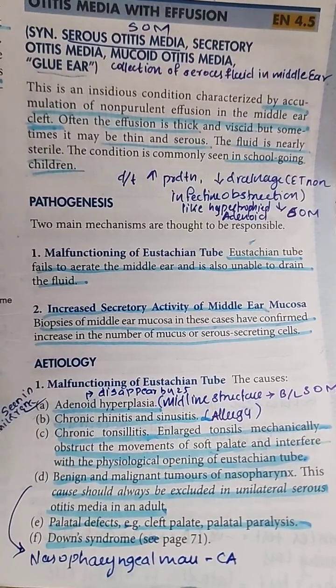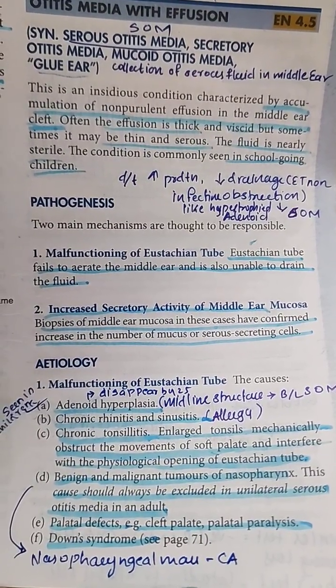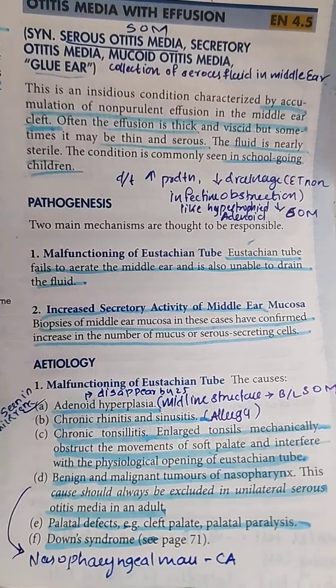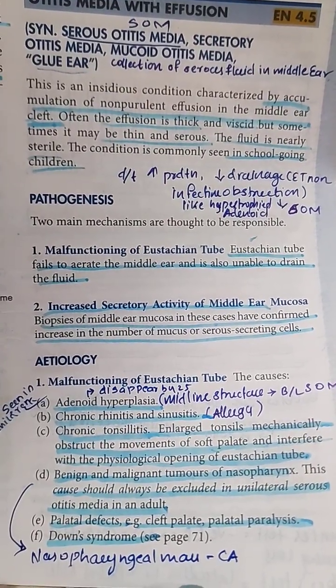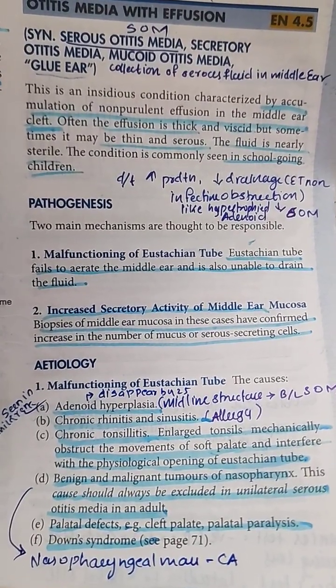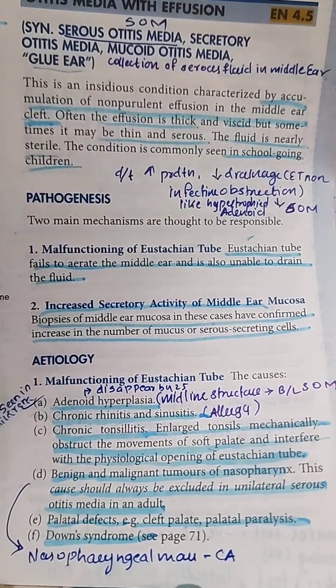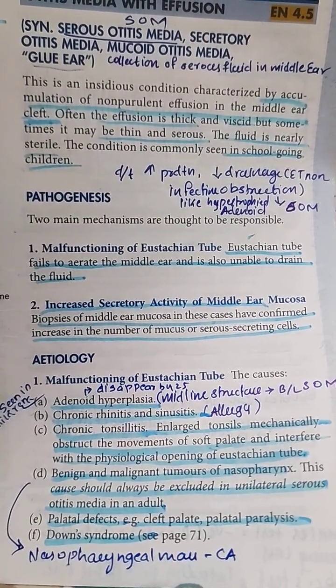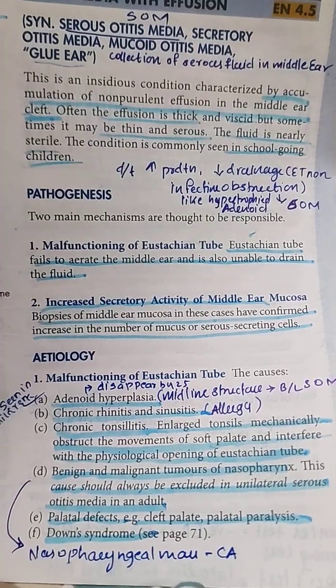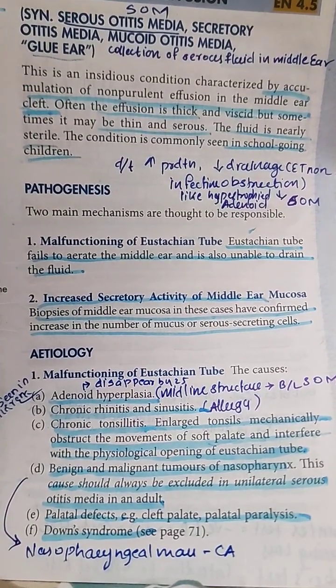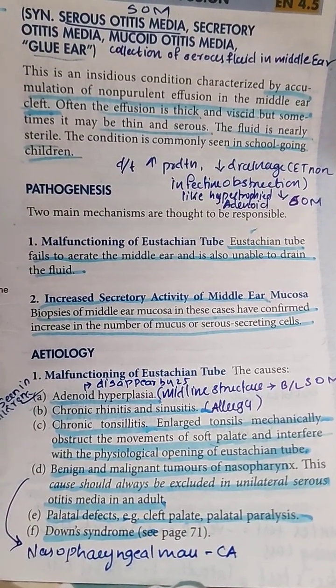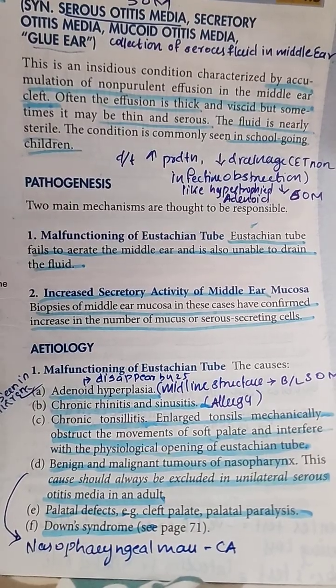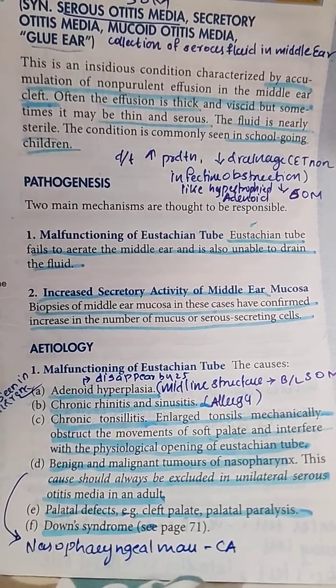This is mainly seen in children, and it will disappear by 25. This mainly leads to bilateral serous otitis media, because it is a midline structure and it blocks both eustachian tubes. The second cause is chronic rhinitis and sinusitis, which lead to allergy, and also chronic tonsillitis. Enlarged tonsils mechanically obstruct the movements of the soft palate and interfere with the physiological opening of the eustachian tube.